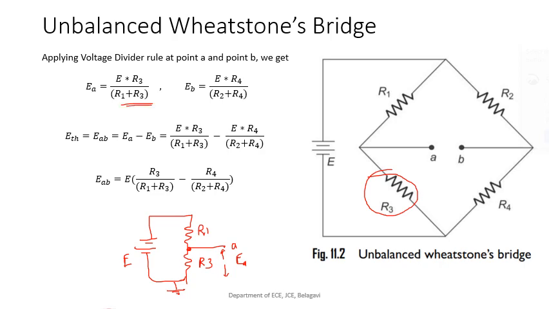Similarly, you can do that for EB. Now the Thevenin voltage across A and B, you can find by subtracting EA minus EB. If you subtract EA minus EB, E is common, so take that out, and then you will get R3 by R1 plus R3 minus R4 divided by R2 plus R4. This is the equation.